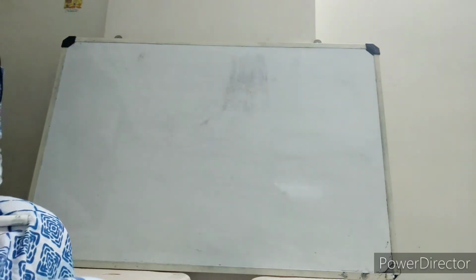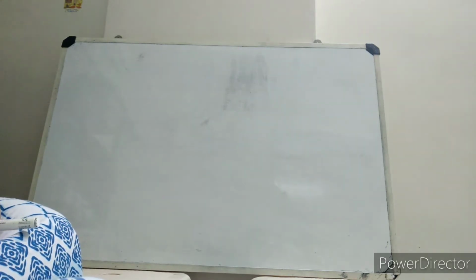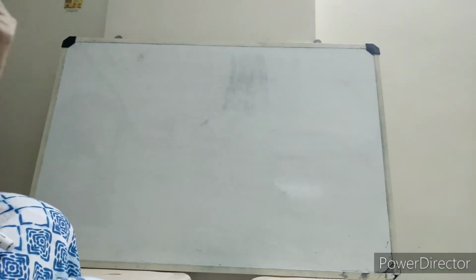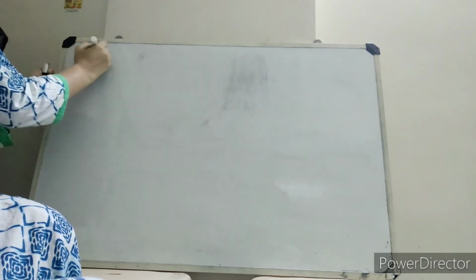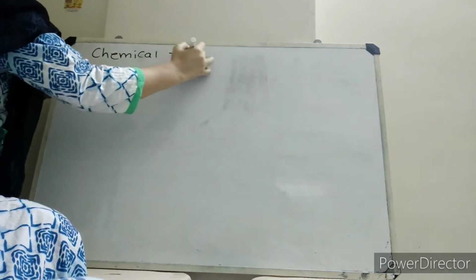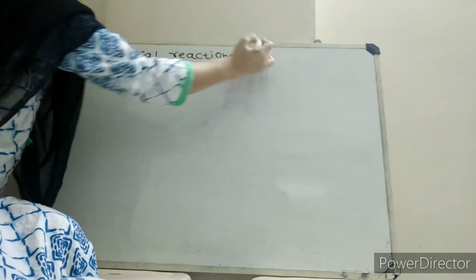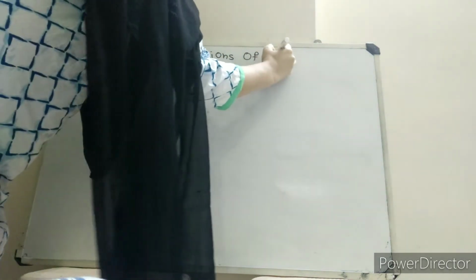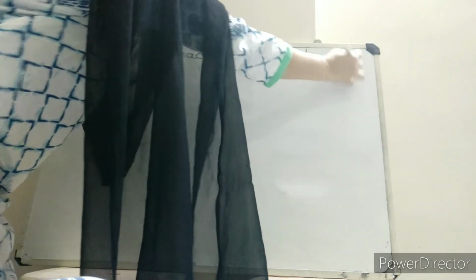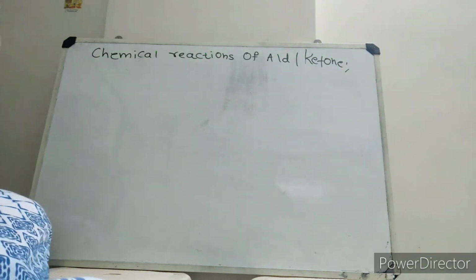Hello friends, after the oxidation and the reduction reaction of the aldehyde and the ketone, we will start with the chemical properties of the aldehyde and the ketone, or the chemical reactions of aldehyde and the ketone. There are total 8 chemical properties of the aldehyde and the ketones.